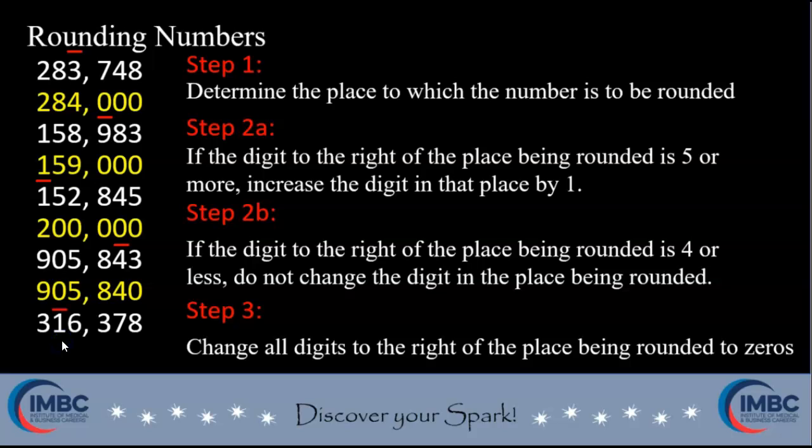One last one. 316,378. We're going to round it to the nearest 10,000s. We look to the number to the right. It's a 6. We're going to change the 1 to a 2. 320,000. All the others are zeros.